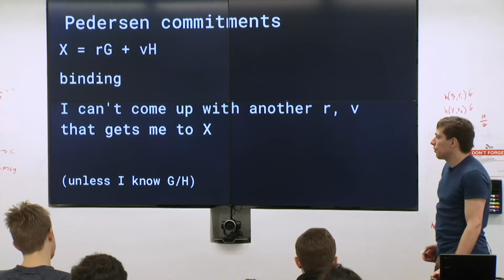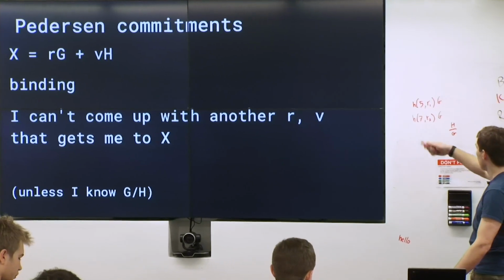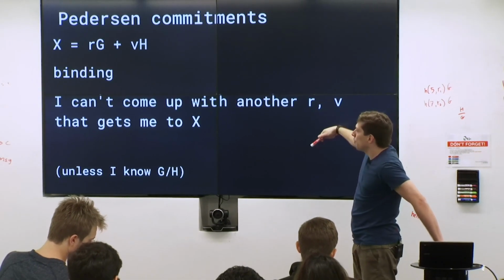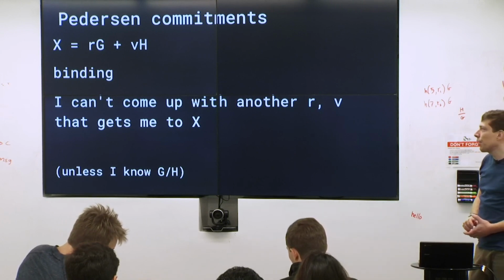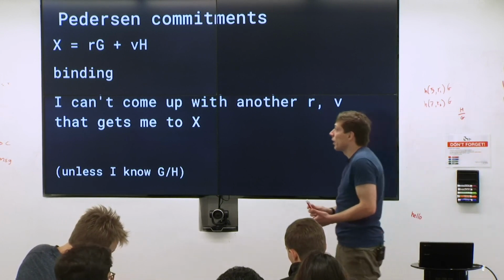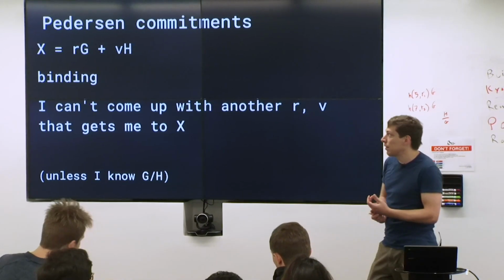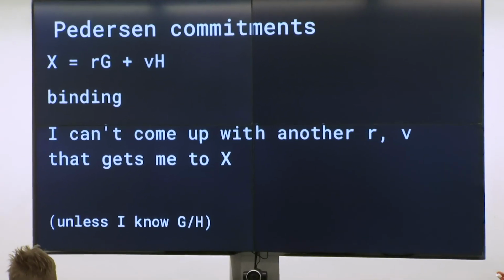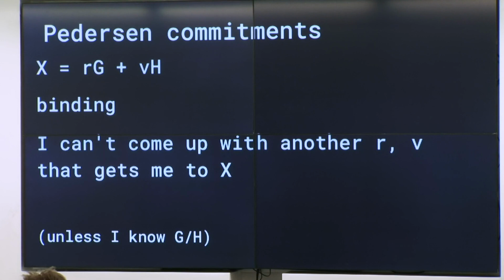So this is binding. Unless I know the ratio, right? Unless I know h over g or g over h, whatever, same thing, I can't come up with another r and v pair that gets me back to x. So I can try, like there is one, right? There's probably bazillions of, well, if I could find a different r, I could then reveal that v was 8 instead of 7. But I can't find that r because I need to know some way to get between g and h, like some factor n where n times g equals h. If I don't know that, I can't do this.